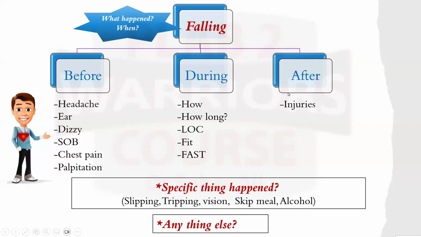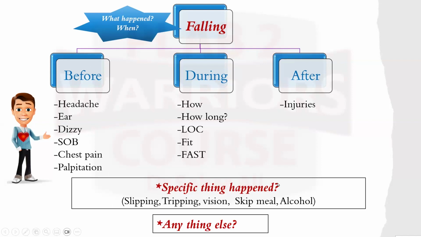Then after the fall, you can think about injuries. Was there any injury to your head or any part of your body? All right? These are the differentials that you can ask about in falls. If the patient gives you everything negative in these questions, you can think about this box.